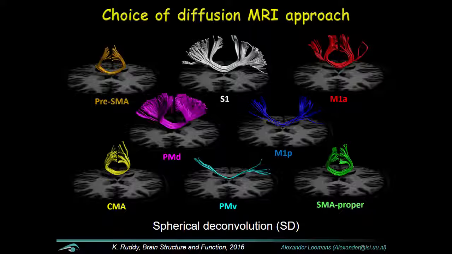Okay, so in this case, I'm showing you some work from Kathy Ruddy, and she looked at the interhemispheric or transcallosal connectivity of the motor network. And in this case, she used a spherical deconvolution approach to connect all these different areas, okay? But if you were to use diffusion tensor imaging, then obviously these guys, they can't be found. Okay, so is that it? Is it just more or less?